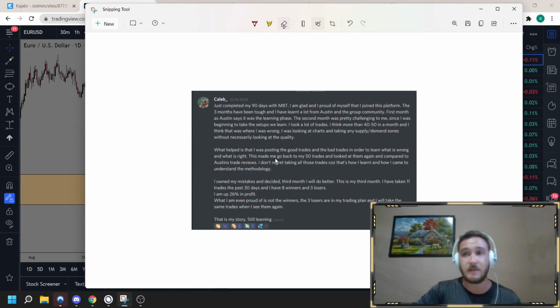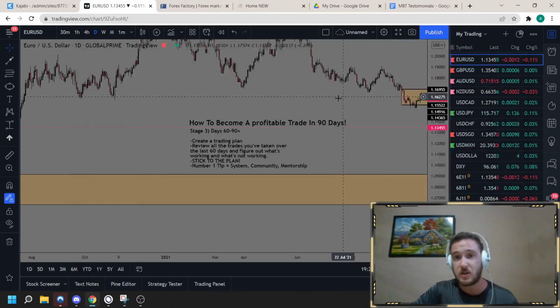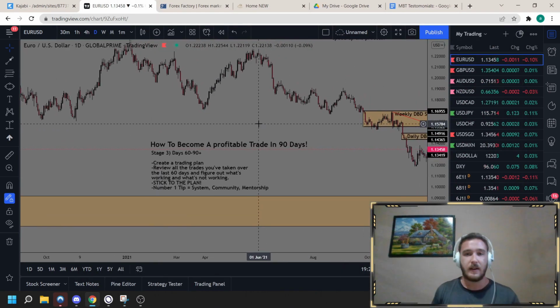That's the whole idea of Moneyball trading: stage one, stage two, stage three in 90 days, and the people that are willing to put in the work will get the results. I can't say I guarantee it, but it's a high probability that if people are willing to put in the work, I'm willing to put in the work with them and give more time with one-on-ones and answer their questions if they have any.